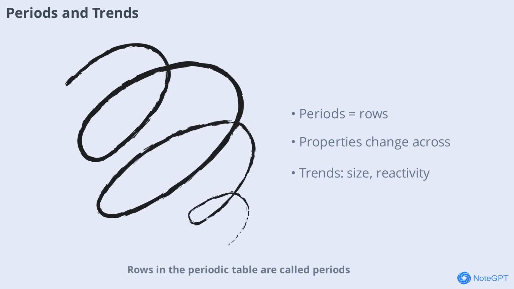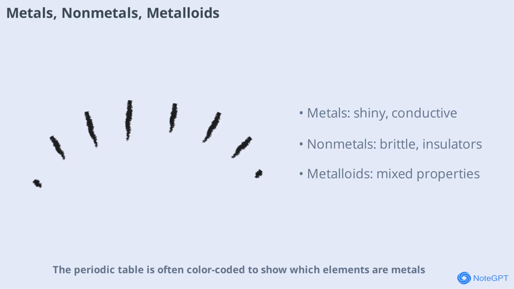Rows in the periodic table are called periods. As you move from left to right across a period, the atomic number increases by 1 with each element. This progression leads to changes in properties like increasing electronegativity and decreasing atomic radius. These trends are key for understanding why elements behave the way they do, and they help chemists predict the outcomes of chemical reactions. The periodic table is often color-coded to show which elements are metals, nonmetals, or metalloids.